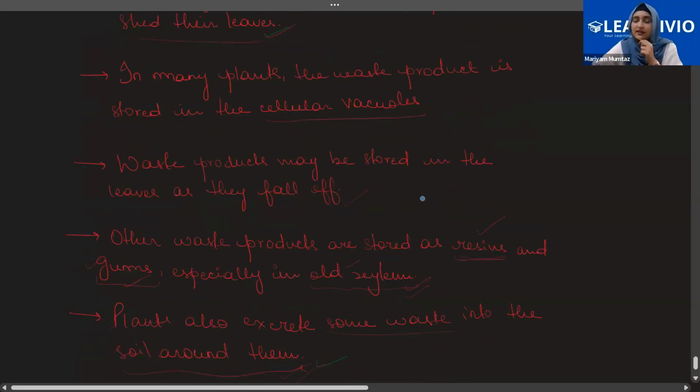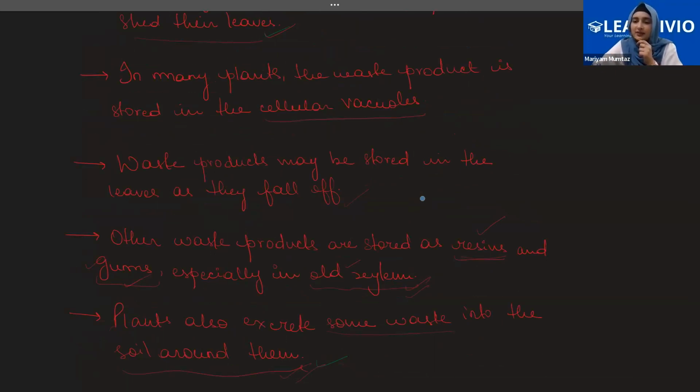We know that vacuoles occupy what percentage of the plant cell? Do you people remember? Anyone remembers? 80 to 90% of the cell volume is occupied by the vacuoles. Very good. So yes, those vacuoles can be used to store the waste products in the case of plants.